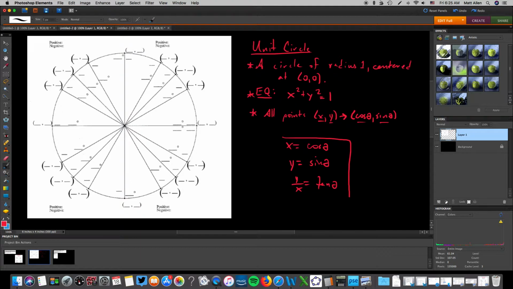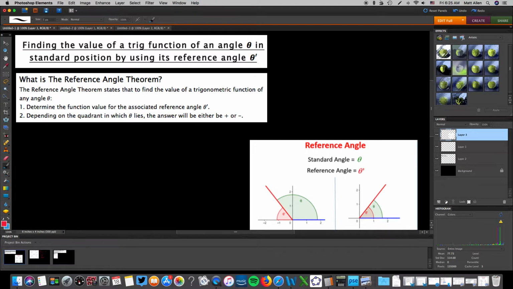And so these values here kind of help us find the values of our trig functions here on our unit circle. What I want to be able to do is use our unit circle today, but what I'd also like to be able to do is not have to recall all of the points around the exterior of this because, well, there's a lot of symmetry that goes on. So what we're going to do is use a different tactic. We're going to find the value of a trig function of an angle theta in standard position, but instead by using what we call its reference angle, and we're going to call that theta prime.